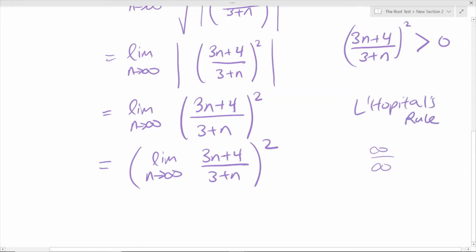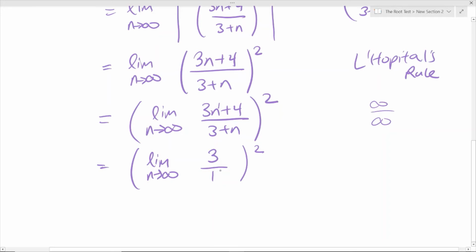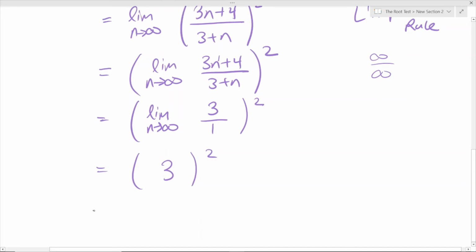And doing that, we have to differentiate the top and bottom. Differentiating the top, we get 3, because n is to the exponent of 1, so we bring that down, power rule for derivatives, and 4 is a constant, so it becomes 0. And in the bottom, 3 is a constant, it becomes 0, and n becomes 1. And we square this, and the limit of this is just going to be 3, because there's no n anywhere, so it's 3 over 1, which is 3, and this whole thing squared. And then we are going to get 9.